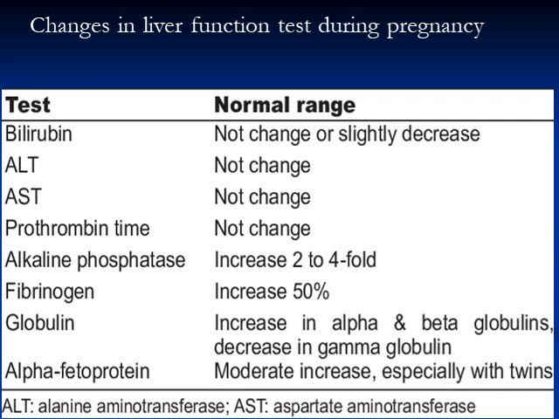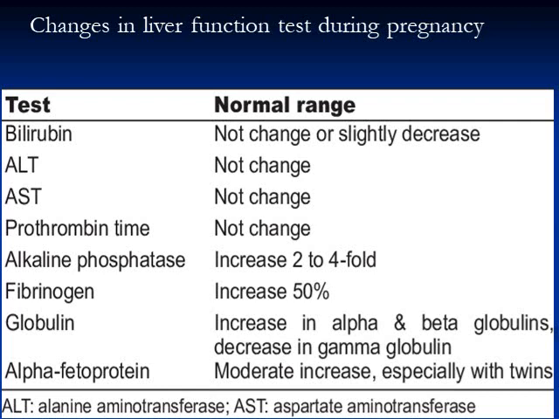while the prothrombin time also remains unchanged, while the alkaline phosphatase will increase by about 2 to 4-fold, fibrinogen will increase by about 50%, globulin alpha and beta will be increased, while gamma globulin decreases. Alpha fetoprotein also shows a mild increase, especially with twin pregnancy.